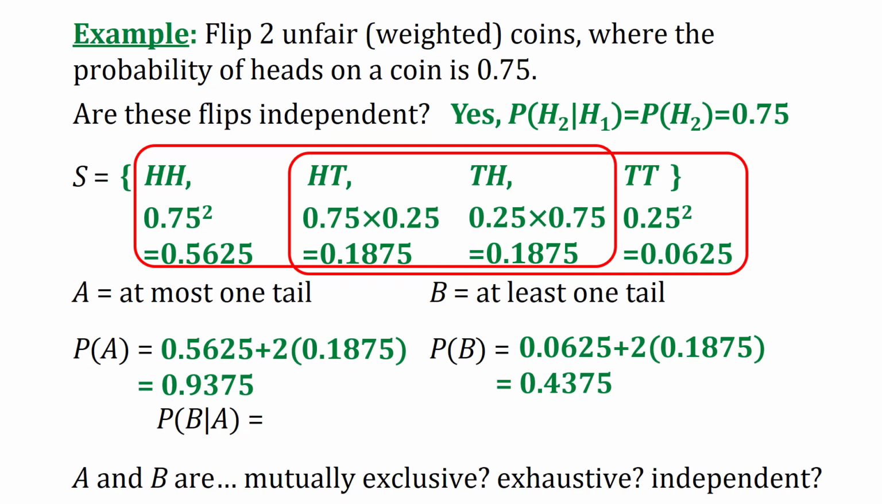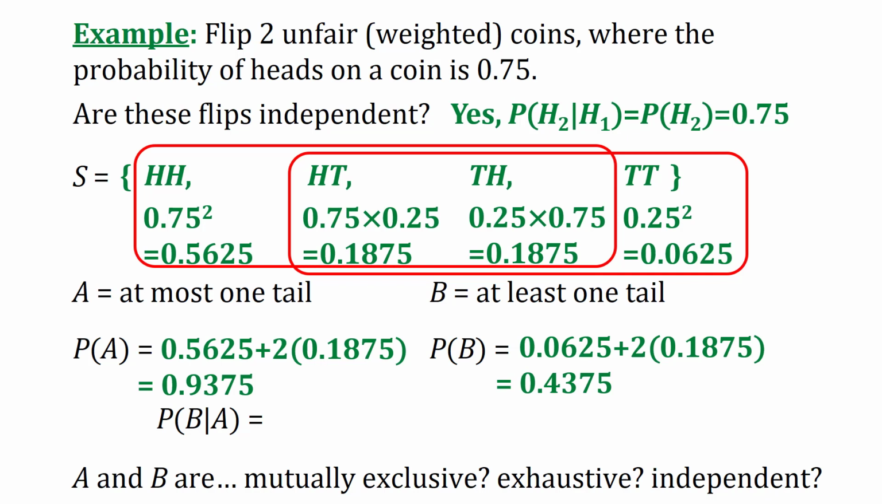Next, I will find a conditional probability, probability of B given A. So keep in mind how conditional probability works. I'm narrowing down my sample space. I know event A happened. So I'm only going to be looking at the outcomes in A, and out of those, I want to look at how likely is it that B happened.